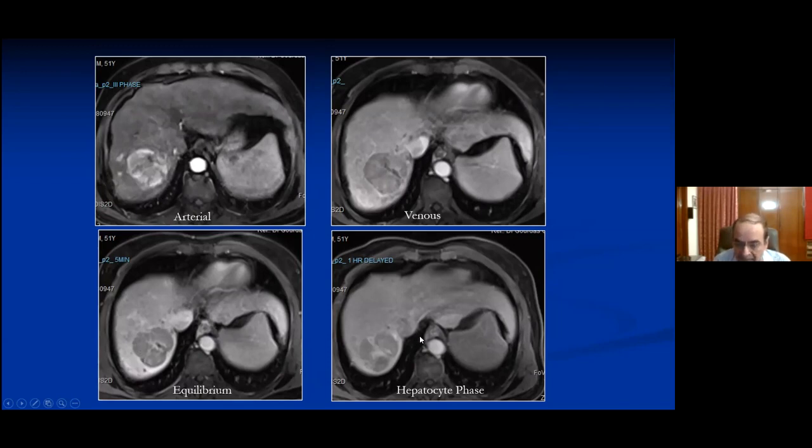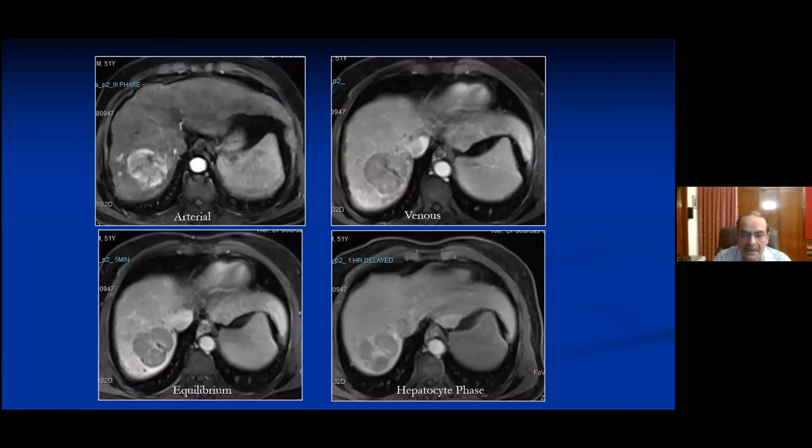This is the 1 hour delayed phase. And one caveat to what I was talking in the context of FNH earlier is the fact that well-differentiated HCCs can have some functioning hepatocytes. So it may show some bright signal on the hepatocyte phase, but that will be patchy and not uniform, as in the case of focal nodular hyperplasia. So this slide is really very, very important, shows you all the imaging features of diagnosing a hepatocellular carcinoma in a cirrhotic liver.